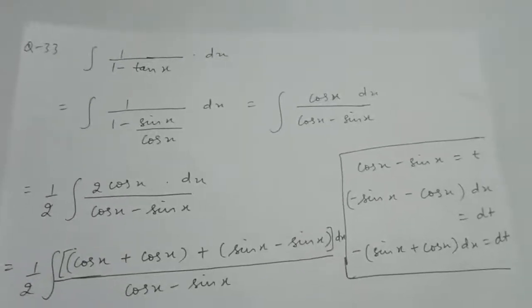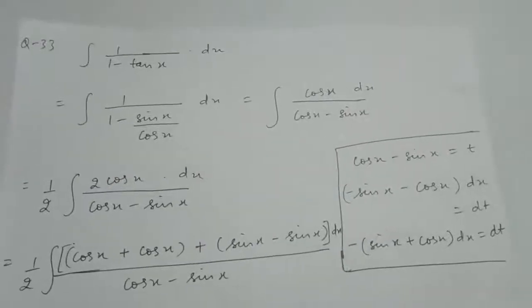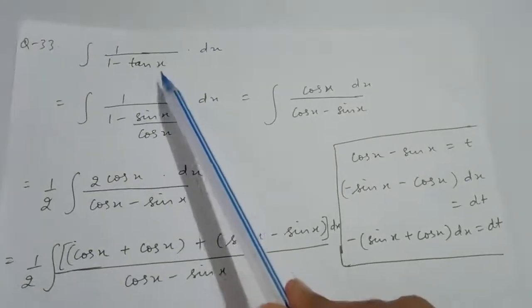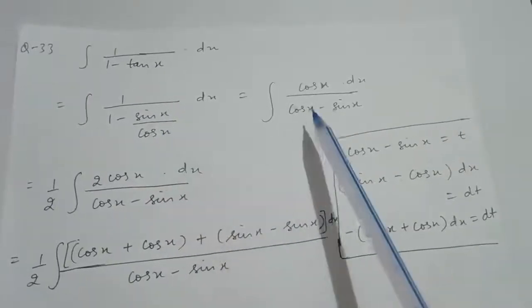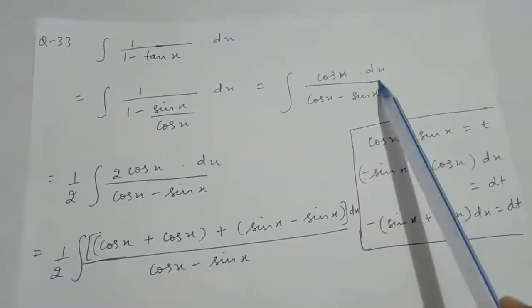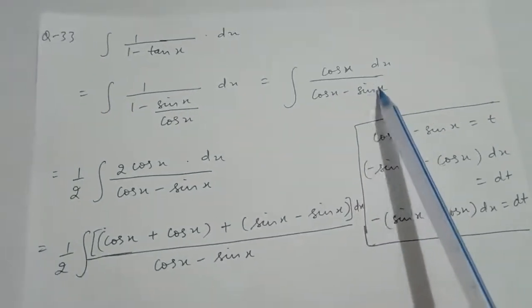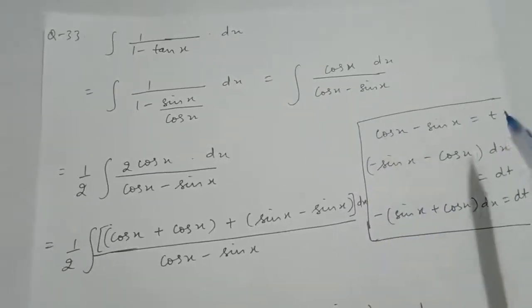Question number 33 is the integral of 1 upon 1 minus tan x into dx. So we will follow the same procedure as we did in question number 34. So first of all write down this tan x as sin x by cos x. Now take the LCM, so you will get the integral of cos x upon cos x minus sin x into dx. Right? Now take this denominator as equal to t.